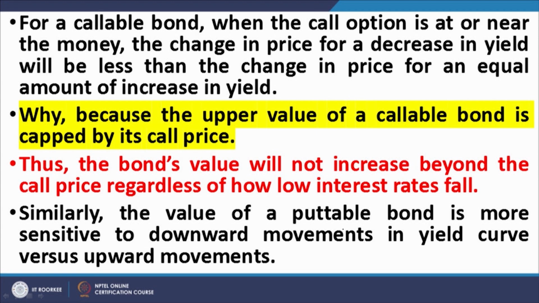Similarly, the value of a puttable bond is more sensitive to downward movements in the yield curve versus upward movements. Why is that? Because a puttable bond has an option with the investor to return the bond if interest rates rise. A rise in interest rates causes a fall in the price of the bond, and if the price falls below the exercise price, then the investor can exercise the put option and return the bond to the issuer and recover his investment.